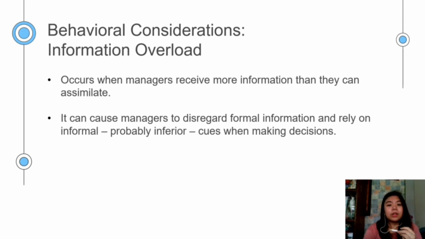Next is information overload. So when we say information overload, the managers are being bombarded by more information than they can assimilate. It can also cause managers to disregard formal information and rely on informal. So, whatever is needed by the managers, yun lang dapat ang binibigay. So that, hindi na magkakaroon ng irrelevant information na makakaapekto sa decision-making ng isang manager.